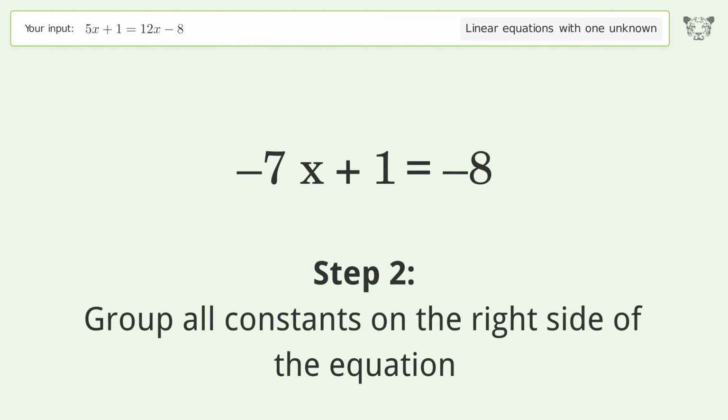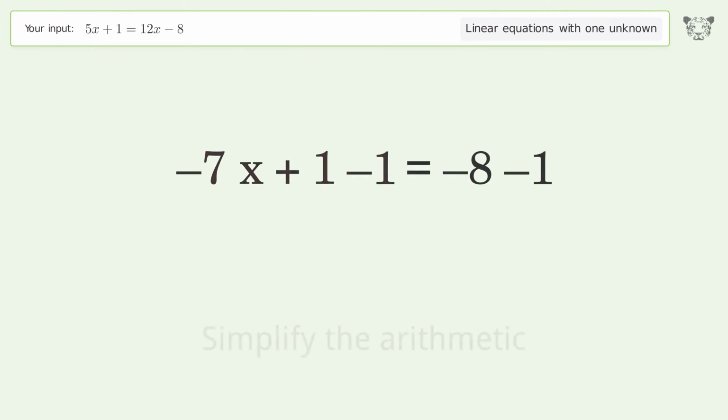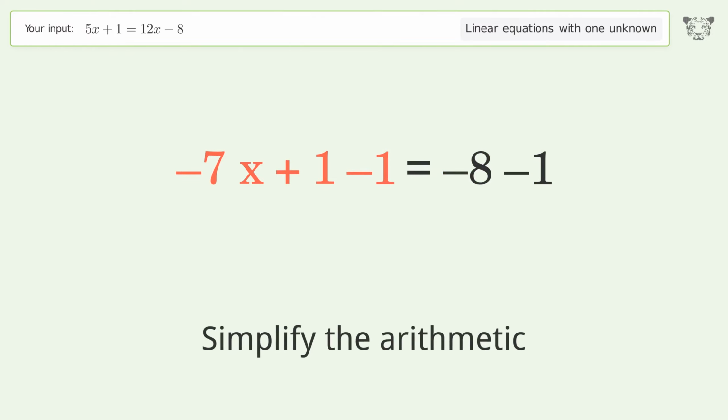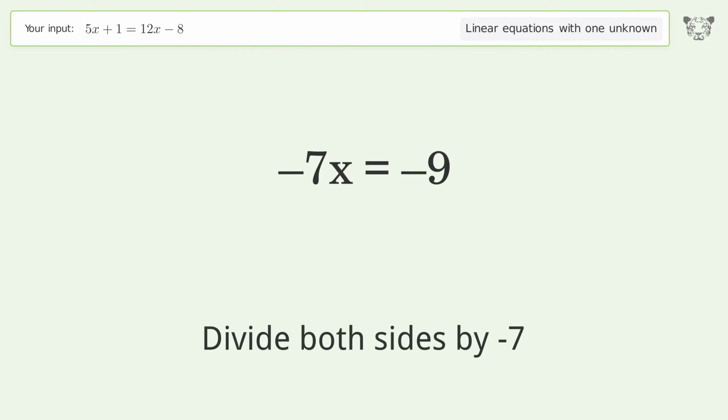Group all constants on the right side of the equation. Subtract 1 from both sides. Simplify the arithmetic. Isolate the x. Divide both sides by -7.